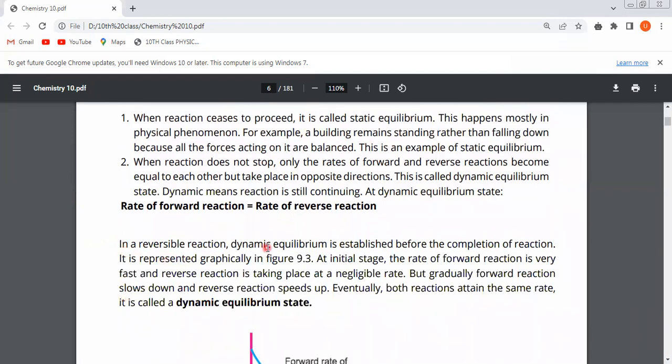In a reversible reaction, dynamic equilibrium is established before the completion of the reaction. It is represented graphically. At the initial state, the rate of forward reaction is very fast and the reverse reaction is taking place at a negligible rate. But gradually, the forward reaction slows down and the reverse reaction speeds up. Eventually, both reactions attain the same rate. It is called dynamic equilibrium state.